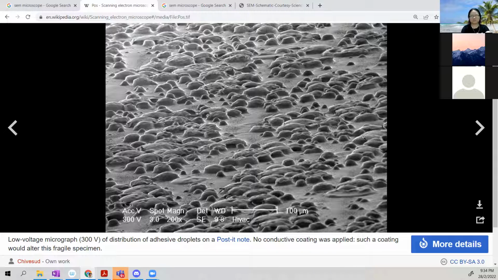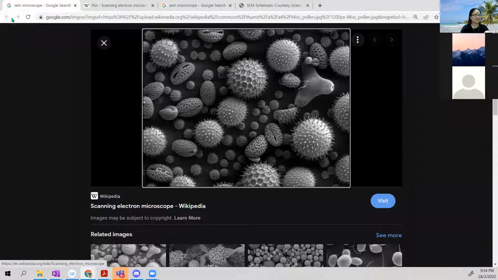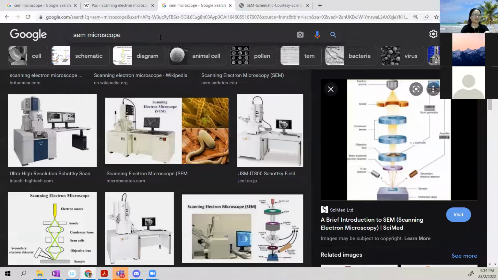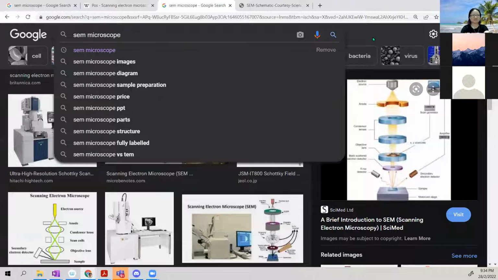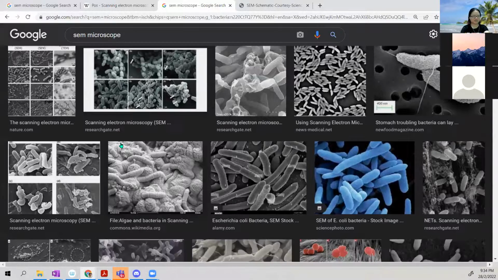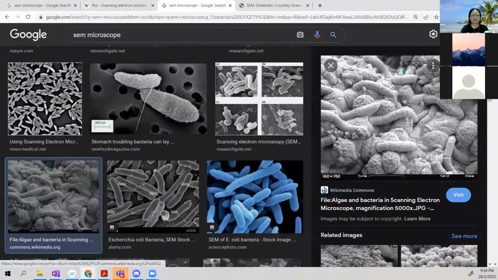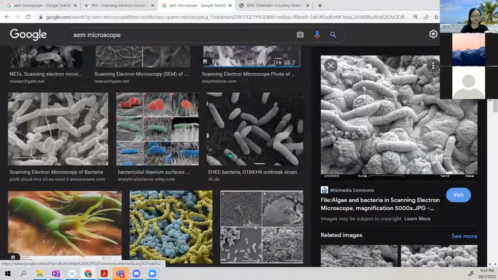You stick the post-it note, behind got glue, right? This is the glue. Okay. So I like to look at SEM images for bacteria and virus, because all these bacteria, it gives you nice images. This is algae.